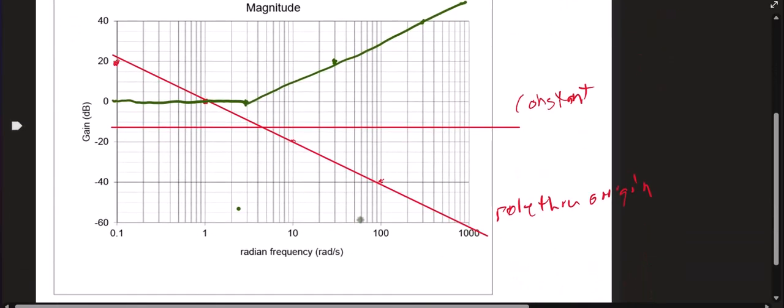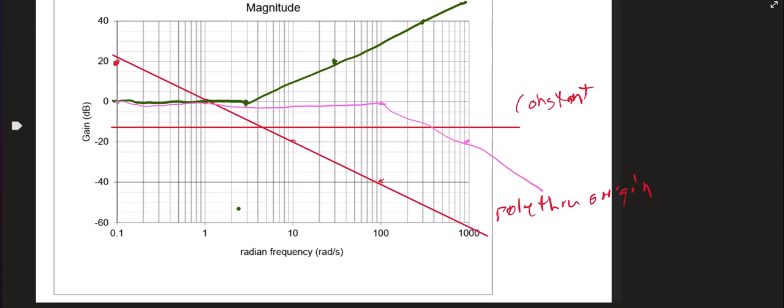So it's a pole, so there'll be a slope of negative 20. It's not squared, so it's just plain negative 20, not negative 40. So I'll go to 100, and it'll be 0 until I get to 100. And then after that, it will have a slope of negative 20. So I'll go over and down 20.